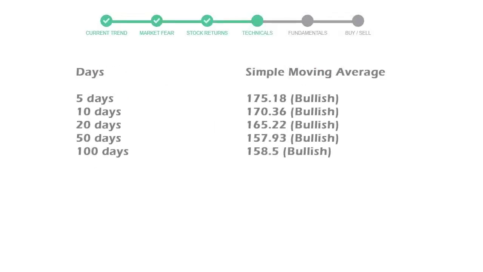Moving average indicates what could be the next footprint of the stock price in the near future. The 5-day average is 175 with a bullish indication. The 10-day is 170 with a bullish indication. The 20-day average is. Let's look at fundamental analysis.